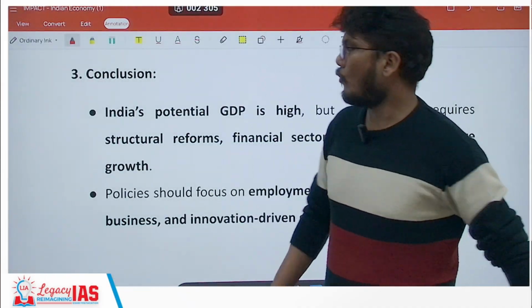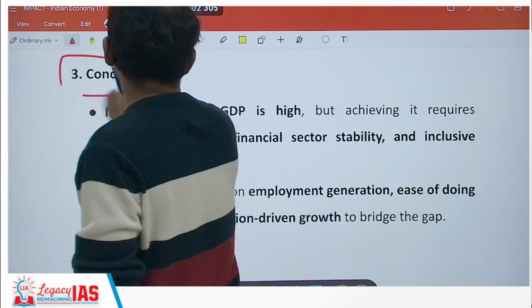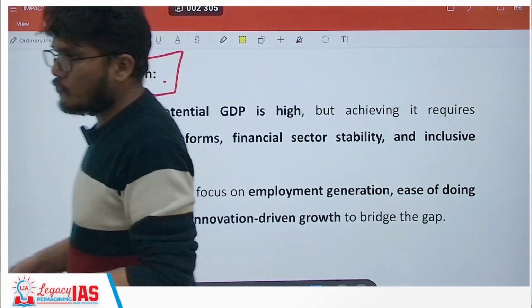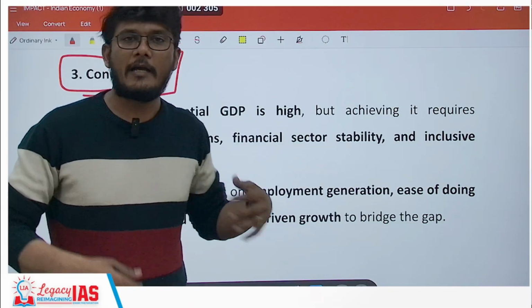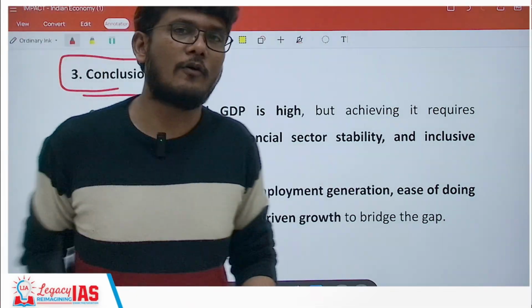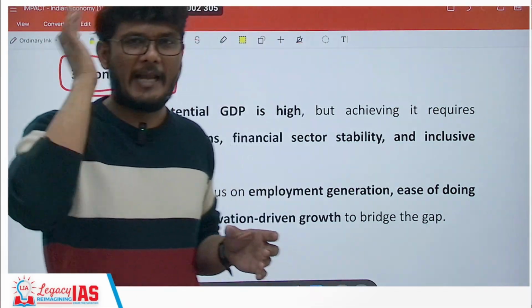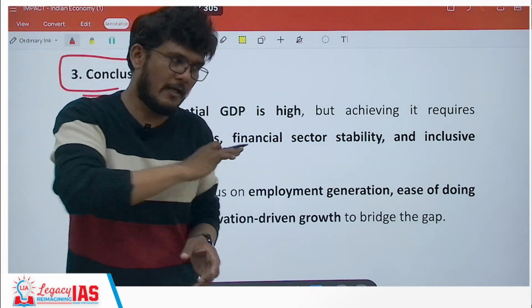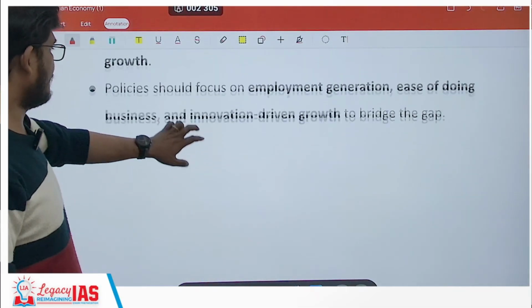Okay? And then of course there is a conclusion. Conclusion can be assuming whatever solution you have given, if they are implemented, what will be the situation of India. Assume that, write that assumption, aspiration, or the goal for India in your conclusion.